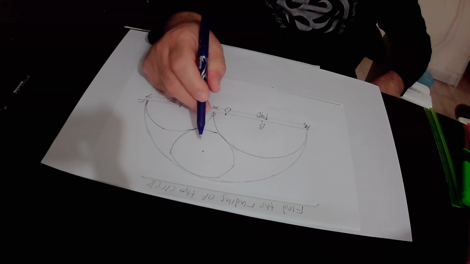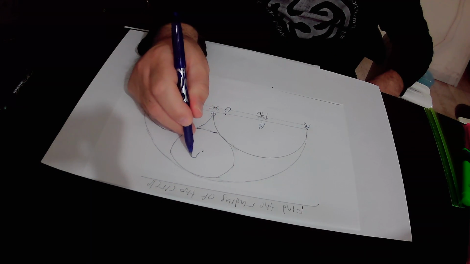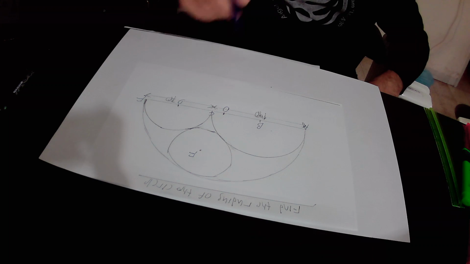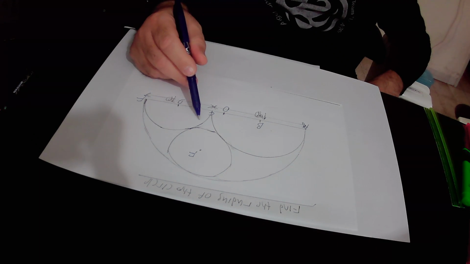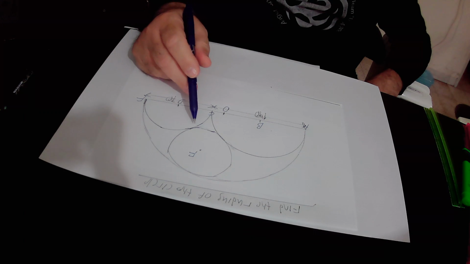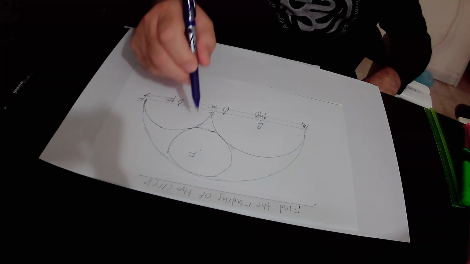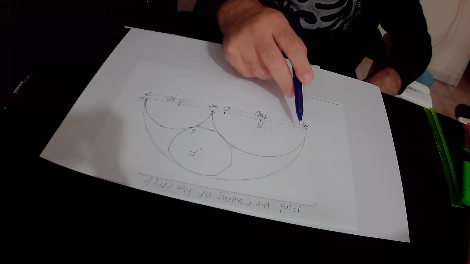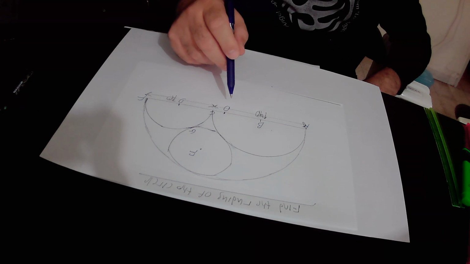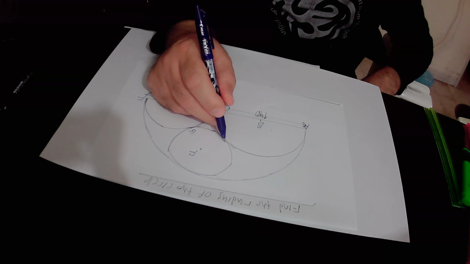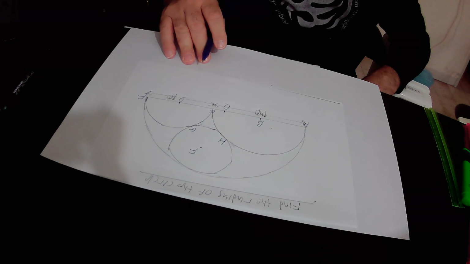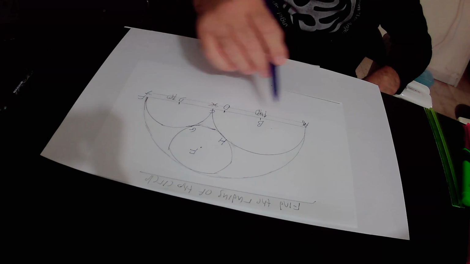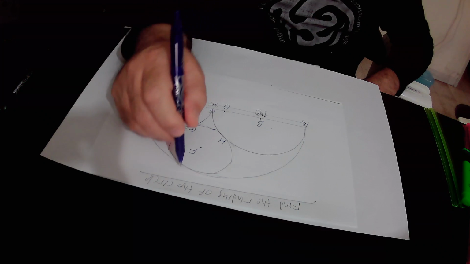The center of this circle will be defined as F. The touching point of the smallest semicircle with the circle will be defined as G. The touching point of this semicircle with this circle will be defined as H. And finally, the touching point of this circle with the biggest semicircle will be defined as I.